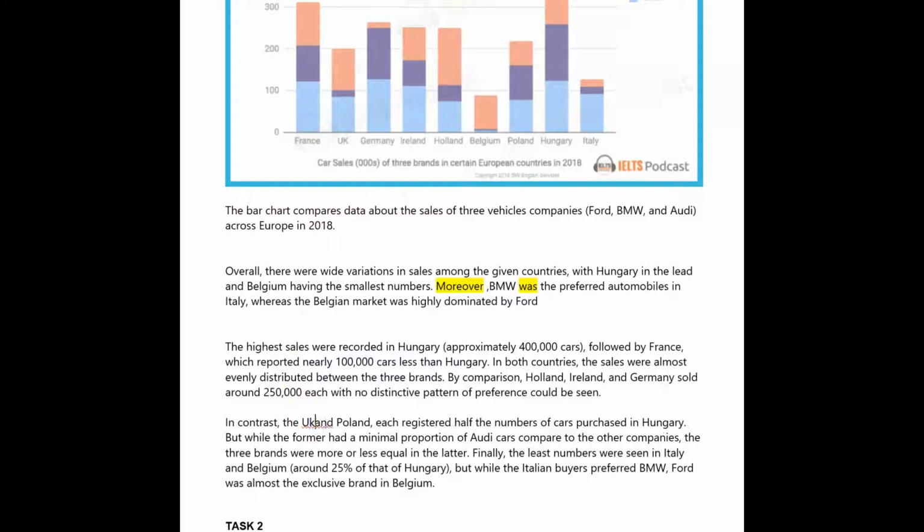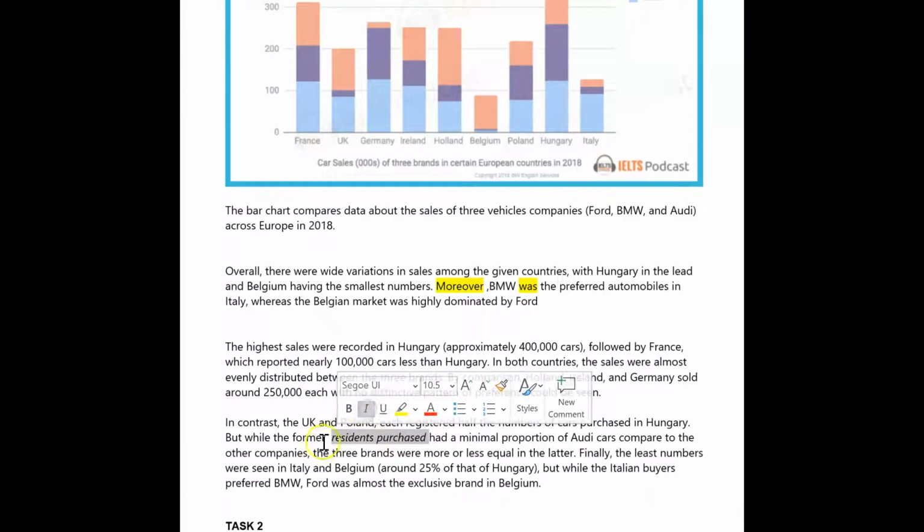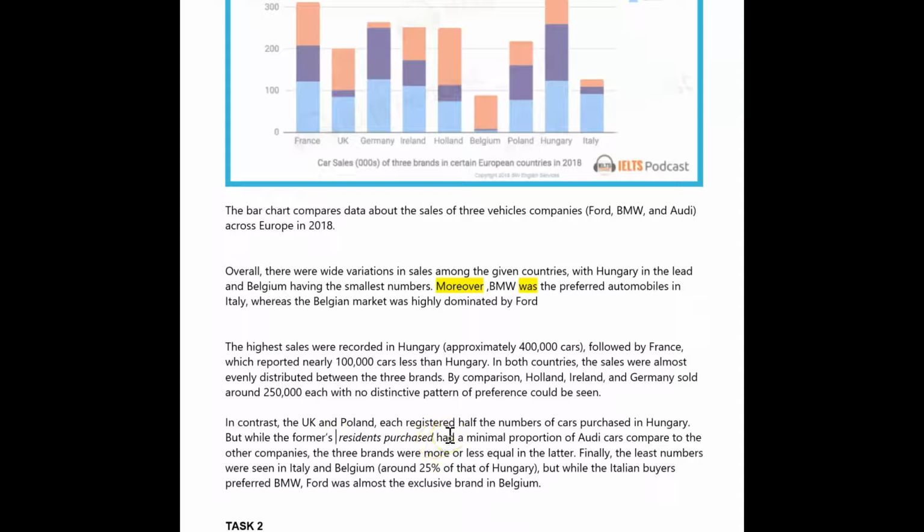Oh, well done. Lovely structure here. Lovely. But while the former had a minimal portion of... now, the former residence. Let's get into the people. Purchased. Just mix up the vocab a little bit here. The former's residence, so it's the residence of, yeah, or British people, yeah. Purchased instead of had, compared to other companies, 3 brands are more or less equal in the latter.